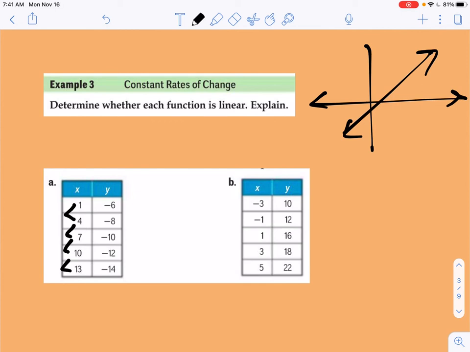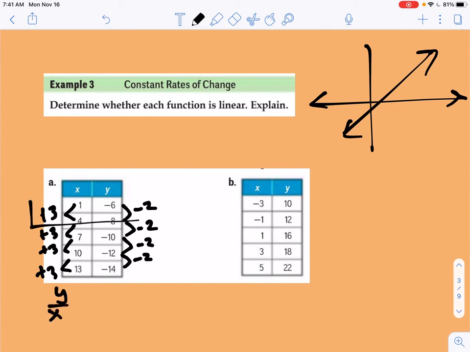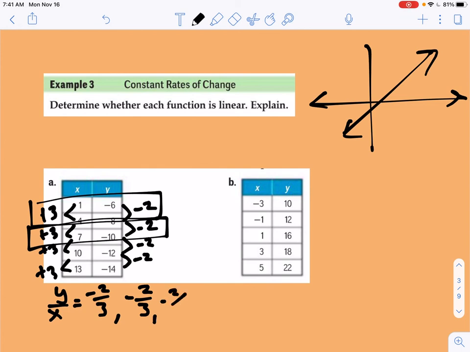So on my X for letter A, it looks like each of them goes up 3. I'm just going to write that in. And for my Y, it looks like the first set goes down 2, goes down 2, goes down 2, goes down 2. And so for my Y over X, for my first one, I get negative 2 over 3. All right, good. For my next one, I get negative 2 over 3. And then you can see, as you continue to go, you get the same thing each time.